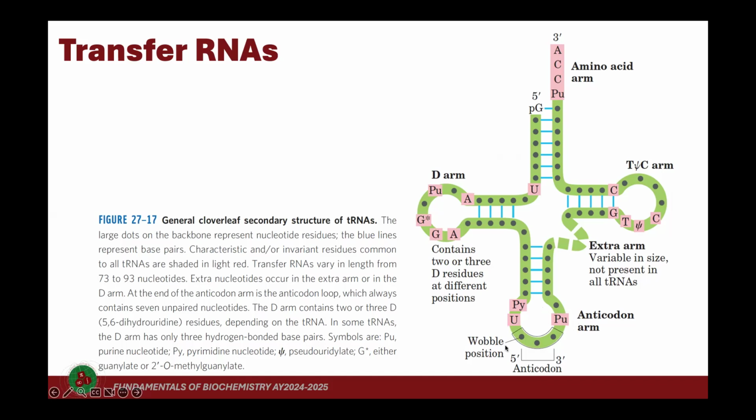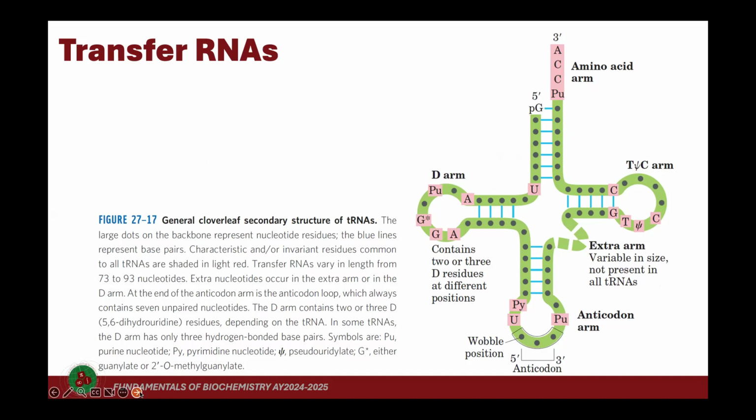There are four arms, and overall, the secondary structure of your transfer RNA is described as a cloverleaf-like structure because of the four arms. In some tRNAs, there is an extra arm, which is variable in size but quite small compared to the rest of the arms. tRNAs are actually just small RNA molecules that vary in length from 73 to 93 nucleotides. The longer tRNAs are the ones most likely to have the extra arm.